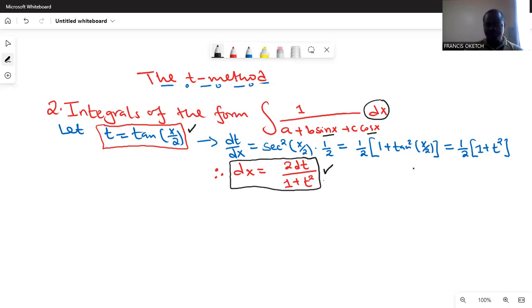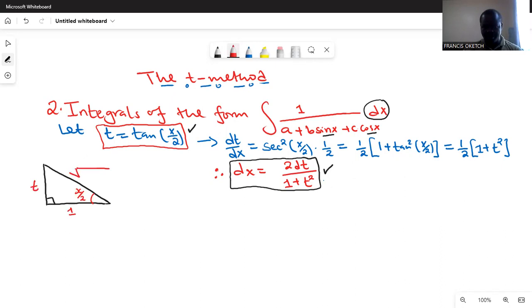The easiest way is to draw a triangle, of course a right angle triangle. Our angle theta, in this case, is x over 2. We put it there, x over 2. So remember, tan x over 2 is equal to t. t can be written as t over 1, so that we know the opposite and adjacent, because tan is opposite over adjacent. So the opposite will be t, adjacent is 1. So using Pythagoras theorem, I can get the hypotenuse.